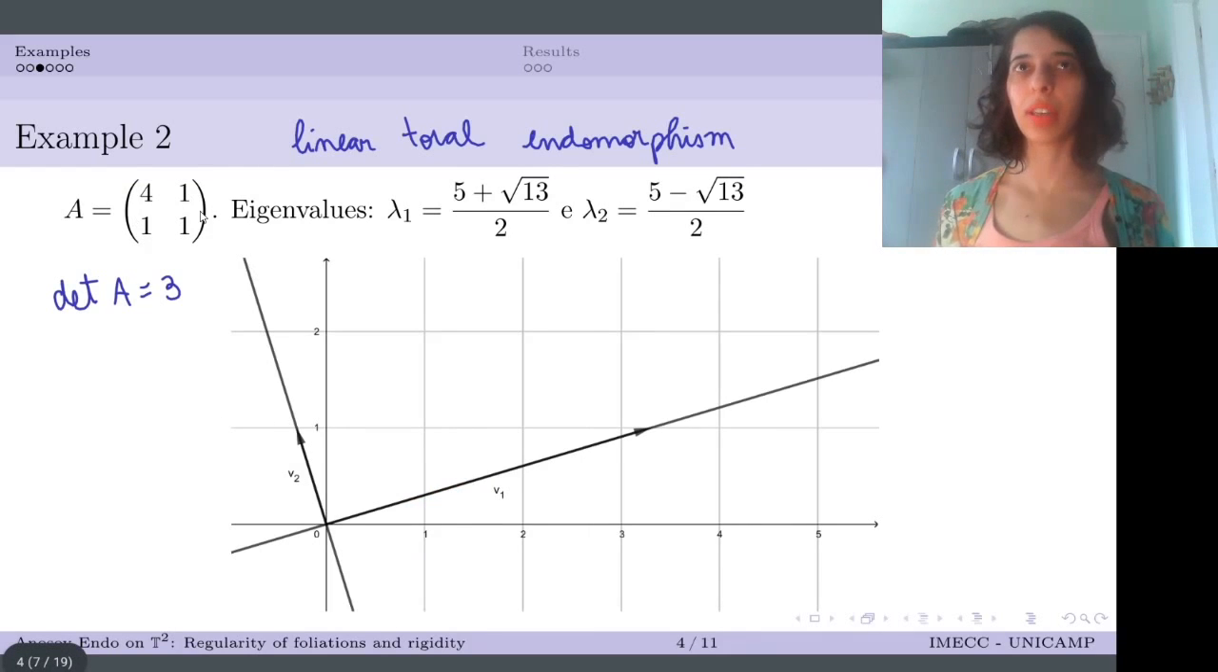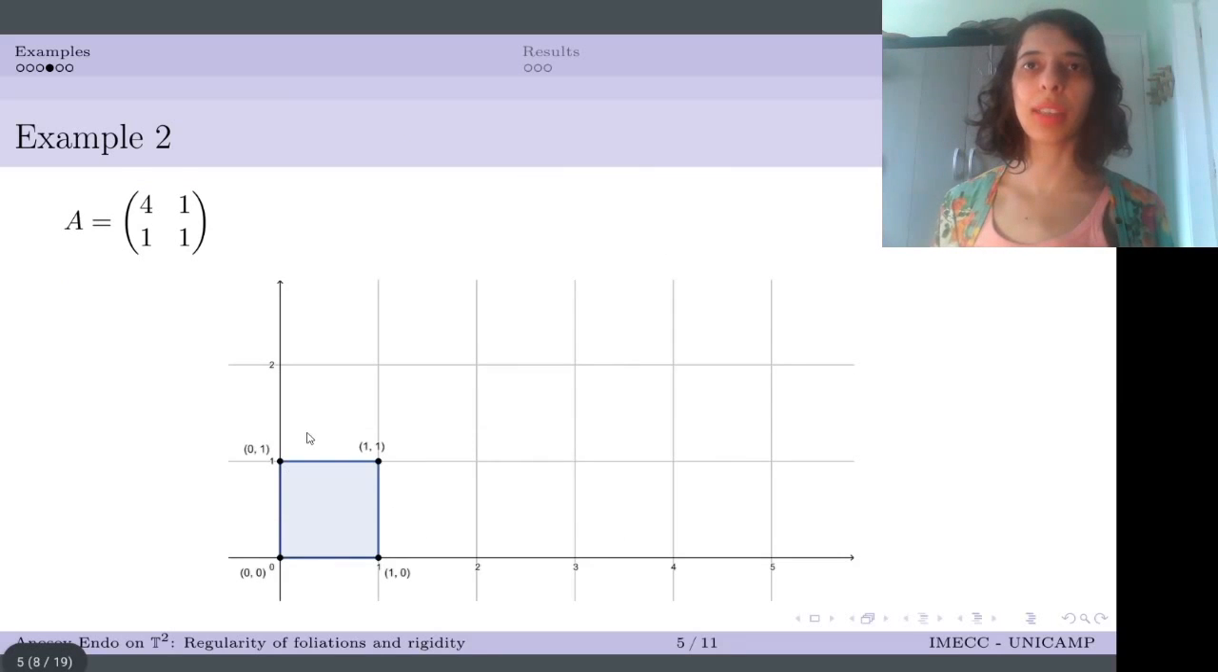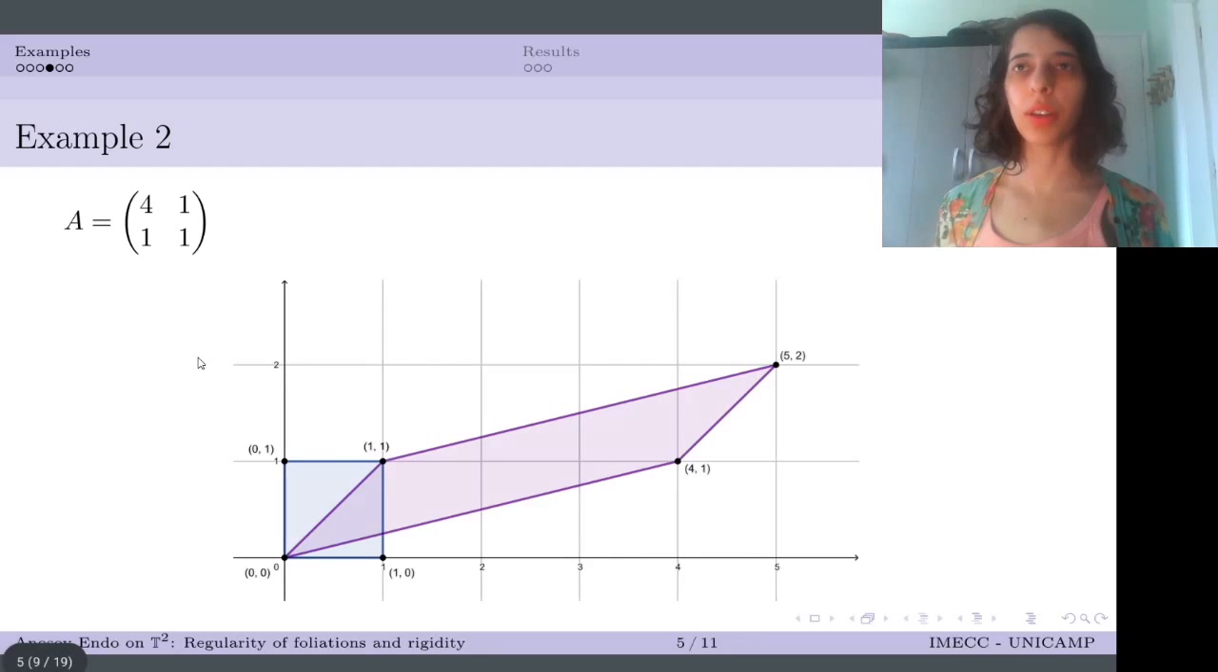So here we have an example. It's a linear toral endomorphism, because since the determinant of this matrix is 3, it's not invertible in the torus. Then again, we have a direction with expansion, V1, and a direction with contraction, V2. And when we take this little square here and apply this map, we have another quadrilateral, but with area 3.